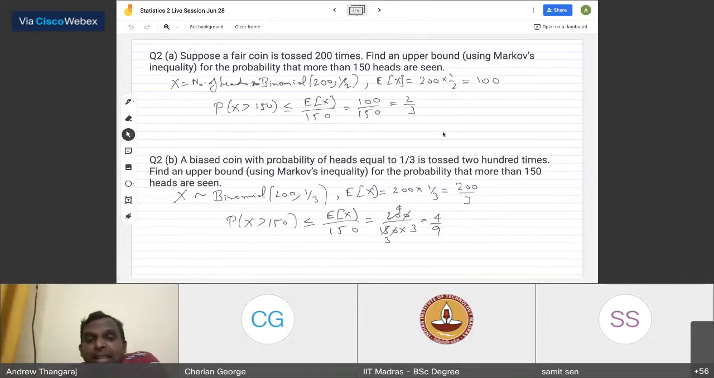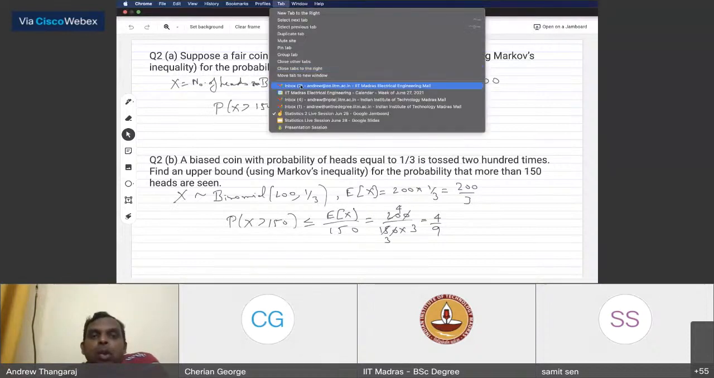So in the second case, it's a biased coin. So X is Binomial(200, 1/3). Remember that 1 by 3 is important. So the expected value of X is 200 into 1 by 3, so it's 200 by 3. And then you again do the same calculation, you will get 4 by 9. So if you just took blindly this 100 as the expected value from last time, you'll go wrong because this is 1 by 3. Okay, good.